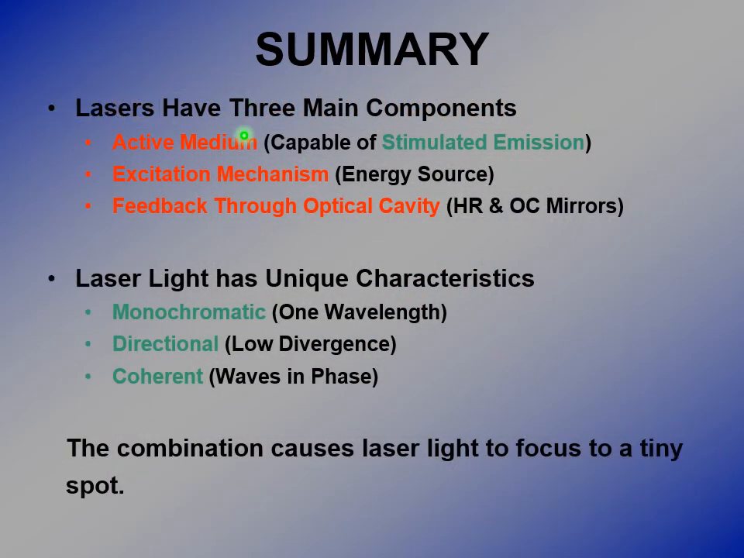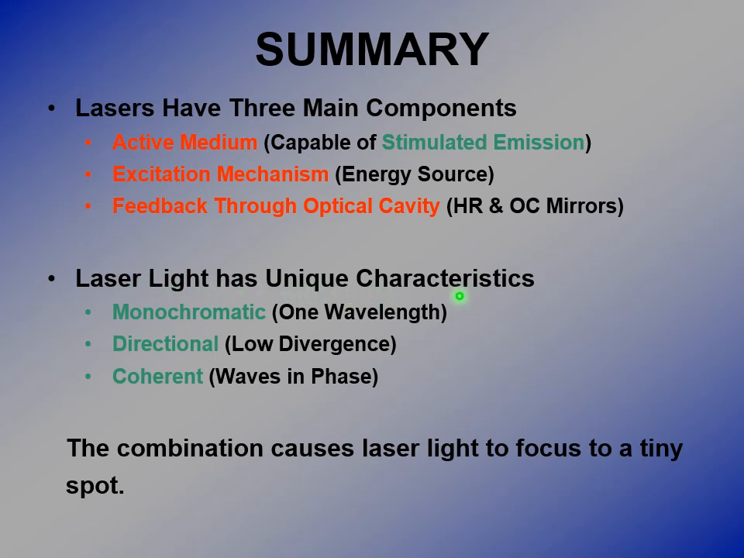In summary, lasers have three main components. The active medium, this is a collection of atoms or molecules that does the lasing, produces the laser output. The excitation mechanism, this is an energy source, could be a power supply, could be flash lamps that provide the energy to the active medium. And then we have feedback through the optical cavity. This is where the amplification happens, and it happens between the high reflector or HR mirror and the output coupler, where the output exits the laser, or the OC mirror.